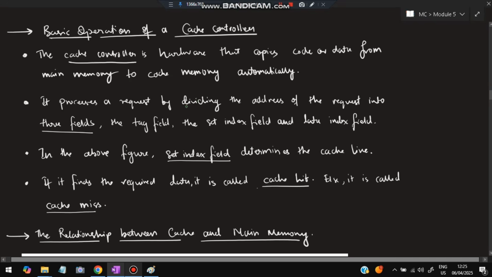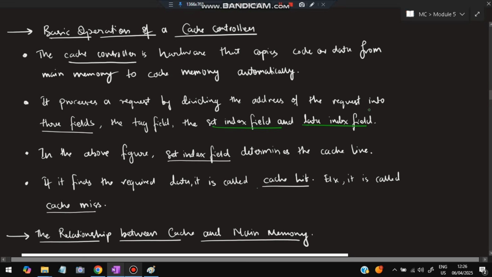It processes a request by dividing the address of the request into three fields I discussed: the tag field, which is used to identify if it is banana, apple, or which tag it is. The tag is used to find the particular line, and the set index field will be used to find out which page it is.